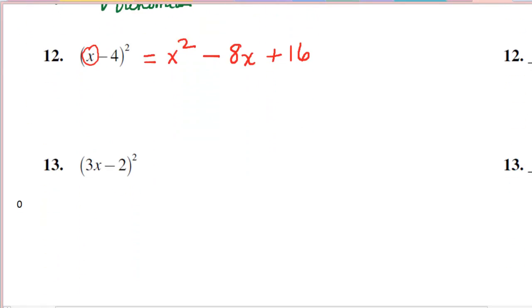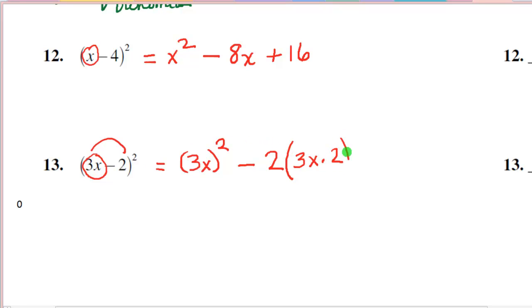Okay, one more here. 3x minus 2 all squared. Again, this is a perfect square trinomial. Remember, we're going to square the first term. So 3x squared minus, we're going to double the product of 3x times 2, right? 3x times 2, we're going to double that. And then plus, we're going to square the 2.